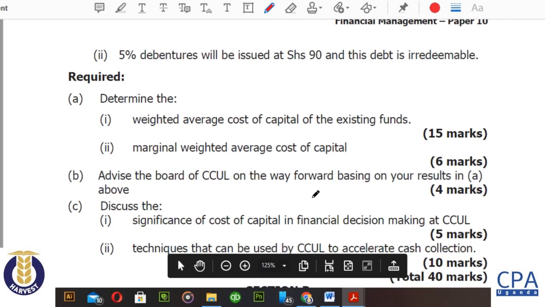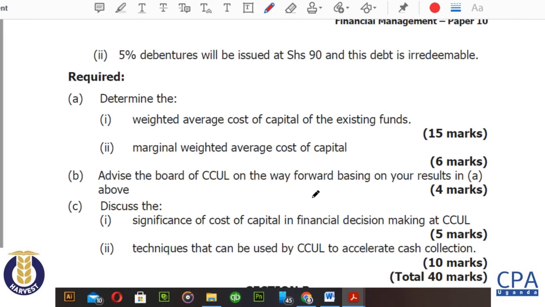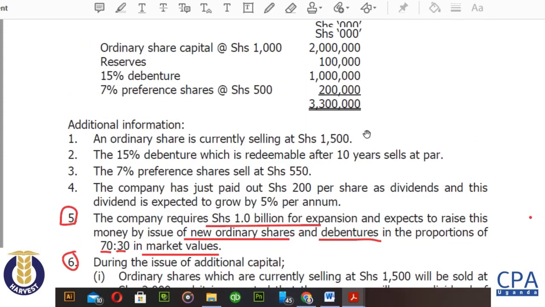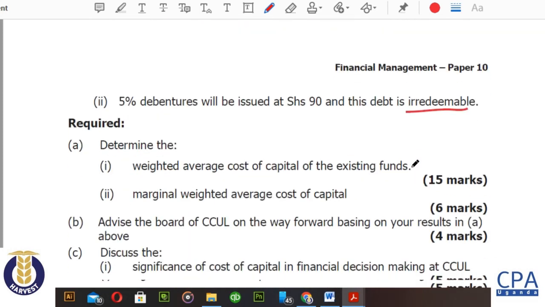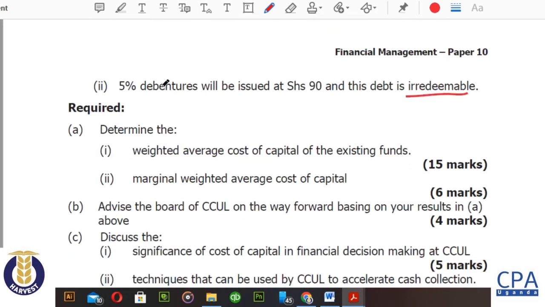Then the debentures are issued at a price of 90, and these are irredeemable. Remember, the debentures we had in the capital structure are redeemable after 10 years. So the ones you are going to obtain when you are raising the 1 billion are irredeemable. So it means that these are totally new debentures. So we cannot sum these on the old debentures. So we are going to treat this separately from the existing debentures.